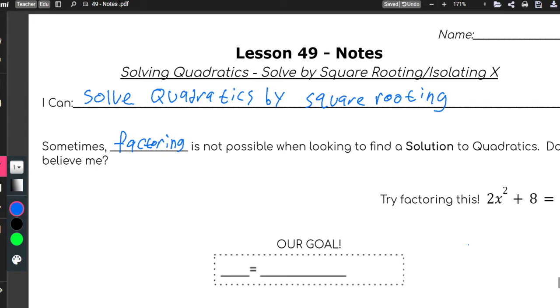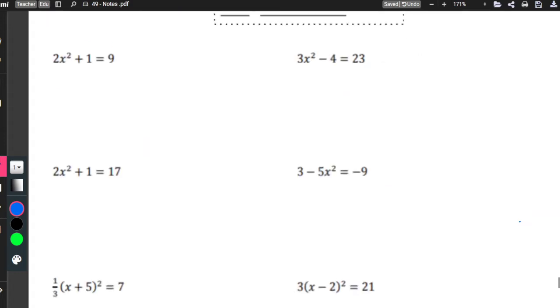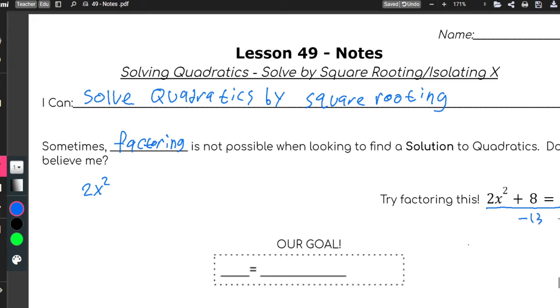And if you don't believe me, just take a minute and try to factor this problem. Remember our first step: we always want to get it by itself. So we'll actually try to factor this together. We'll have 2x squared, and subtracting 13 from both sides, we'll get minus 5 equals 0. So when we try to set up our factoring, we'll need factors of 2 times negative 5 that add up.